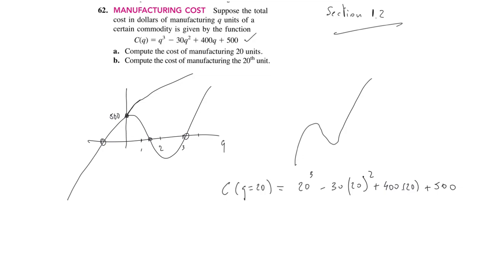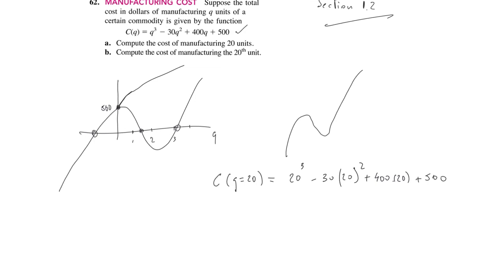Maybe it is the car industry. So Q equal 20 means that you produce 20 cars. So to produce 20 cars, the cost will be 20 cubed minus 30 times 20 squared plus 400 times 20 plus 500. The second question says, compute the cost of manufacturing the 20th unit.